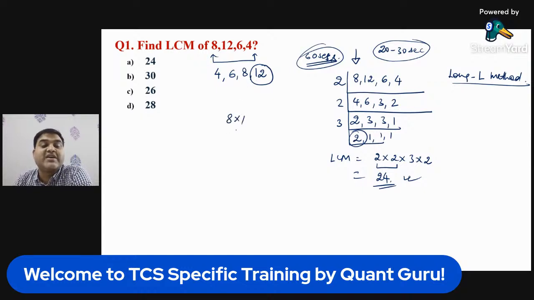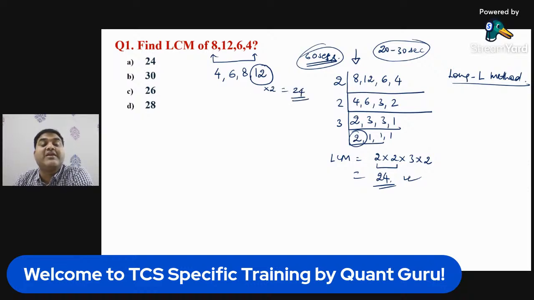8 ones are 8, 8 twos are 16. So does 12 come? No, it does not. That means 8 is not a factor of 12. So what will we do? Instead of 12, we will multiply 12 by 2. That is 24, right? 12 times 2 is 24.